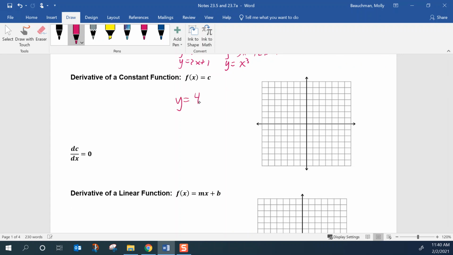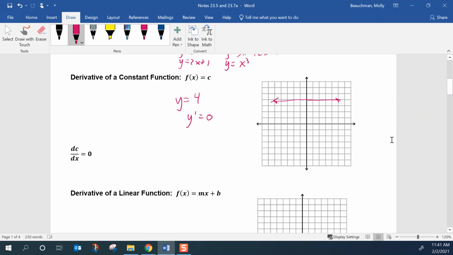Y is equal to 4 is a constant function. The graph of that is a horizontal line through 4. The derivative represents the slope of a tangent line. So wherever you choose a point on the line, you still get the line itself. So the derivative is the slope of the line, which is 0. So the slope of that line is 0. So the derivative, y prime, is equal to 0. And then that leads us to the derivative of any constant is equal to 0. So the derivative of a value like 4, 2, 1, pi, the derivative of that is 0.